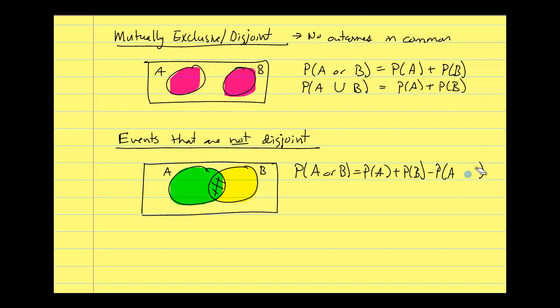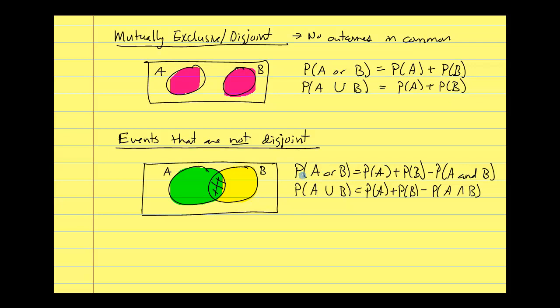That would be the probability of A and B. And just to be consistent, let me put an "and" in here. So here I have the probability of A or B is the probability of A plus the probability of B minus the probability of both, or the "and". So these are some formulas that are important to know.